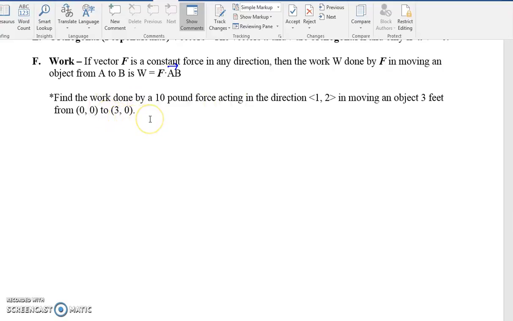So our example here, again, just keep in mind it's a dot product of two vectors, is to find the work being done by a 10-pound force acting in the direction of 1, 2 and moving an object 3 feet from 0, 0 to 3, 0. So let's start with, I think, the more complicated one, the force idea. It's going in a direction of 1, 2.